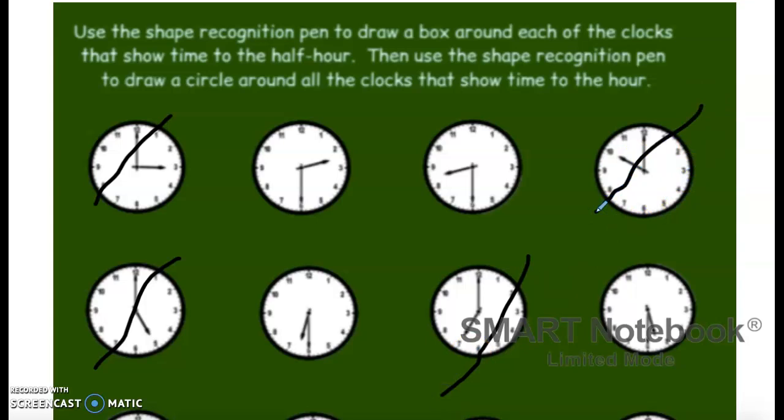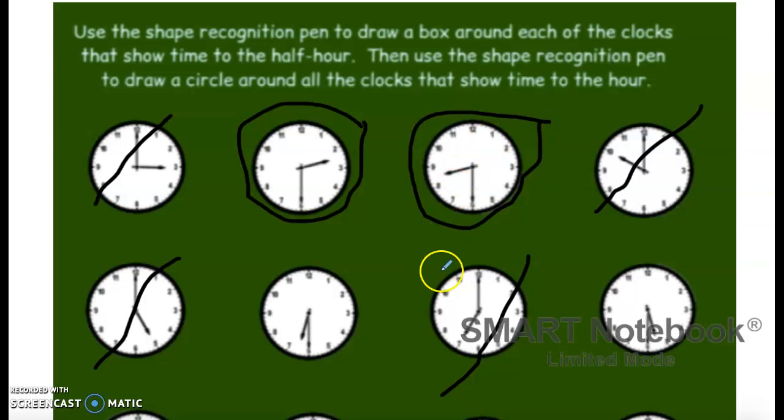Okay? So it said to draw a circle around all the clocks that show time to the half hour. This one would be pointing to the 6. Okay, so I can actually see it even though it's blurry. It's actually 2:30. This one is pointed to the 6, and even though it's blurry, I can tell that the hour hand is between the 8 and the 9, so it's 8:30.